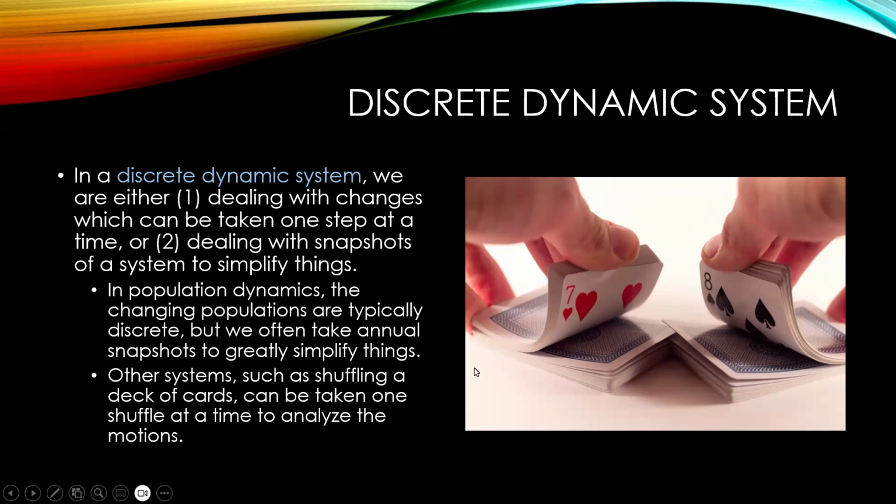Other systems, such as shuffling a deck of cards, can be taken one shuffle at a time and we can analyze the motions. And if you think about shuffling a deck of cards, what is going to happen after 5 shuffles? It's difficult to determine.